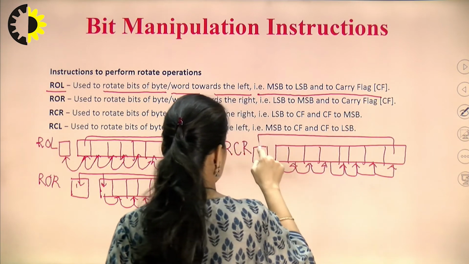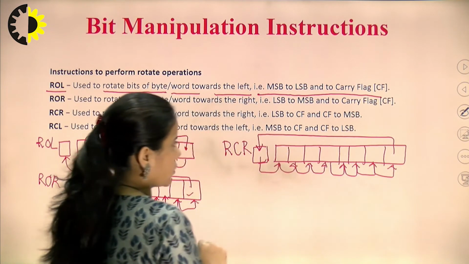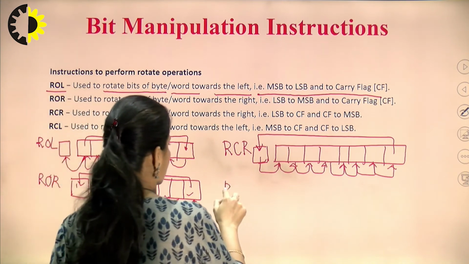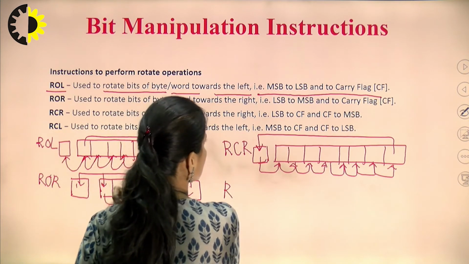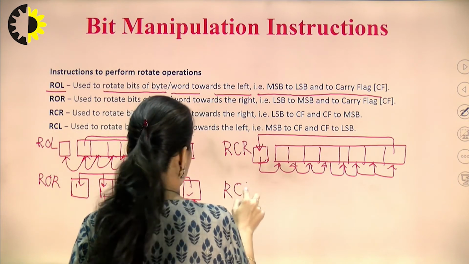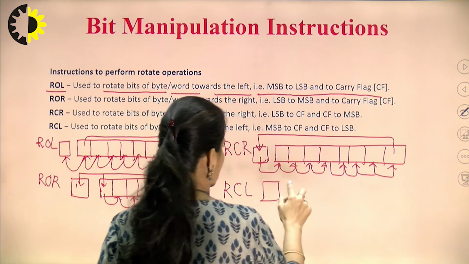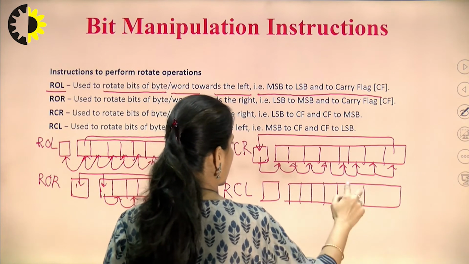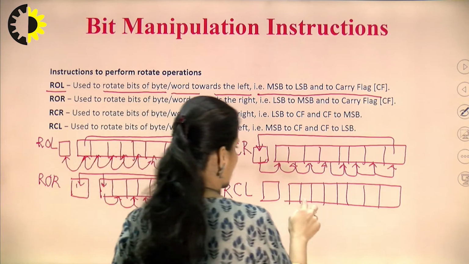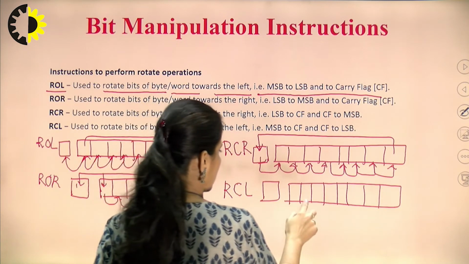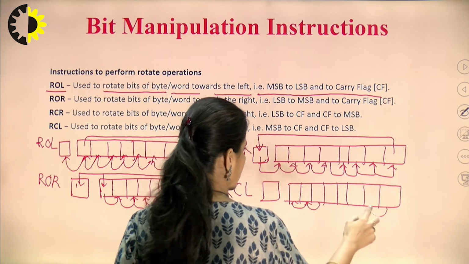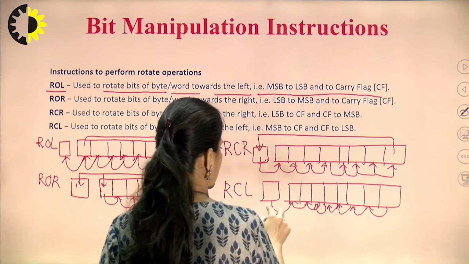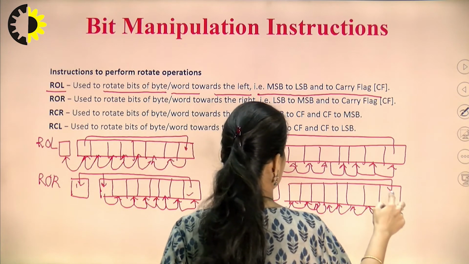In that case, carry is being rotated along with the data. Now, in case of RCL, that is a rotate left along with the carry. So MSB will be shifted to carry and carry will be shifted to LSB.